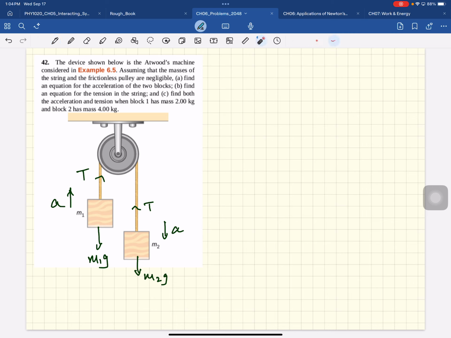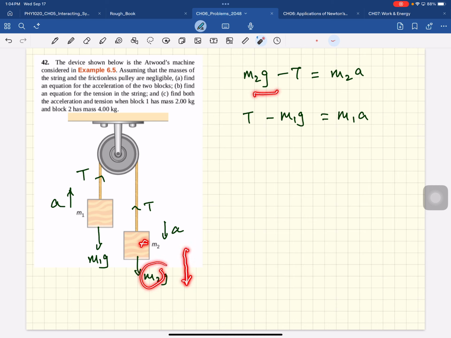Now we'll write down Newton's second law for this block: M2G minus T equals M2 times A. And then we'll write down an equation for the other block: T minus M1G equals M1 times A. Notice that for this block, I chose this direction as positive, and for the other block, I chose that as the positive direction.